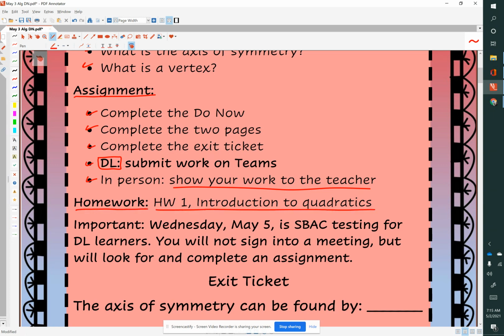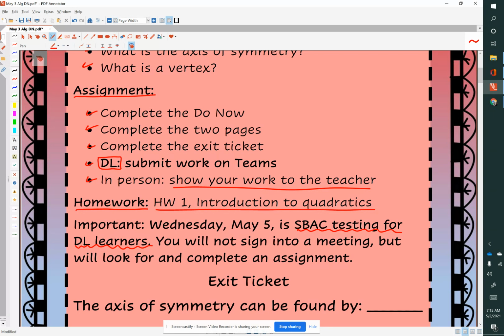So I have an important announcement about Wednesday. Wednesday is SBAC testing for distance learners only. Only those people who are listed in PowerSchool as DL. You cannot stay home if you're AB and just think that you'll get on and take the SBAC. There are only 4 people in my second period class and about 5 people, maybe less, in my 5th period class that are listed as DL. And if you ask me who they are, I will tell you in class.